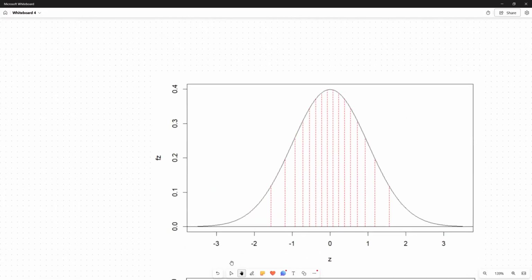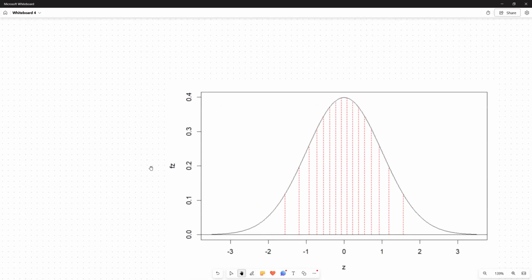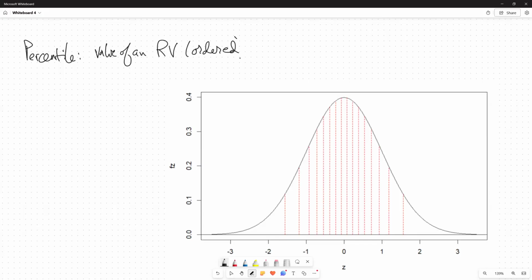A quantile is essentially a special version of a percentile. So let's start with percentile. You all know this, right? It is a value of a random variable from an ordered set, so from small to high, below which X percent of values fall.